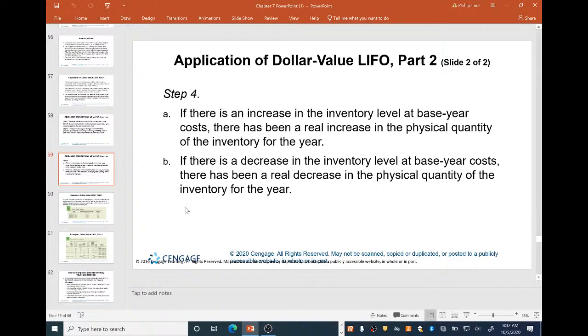Step four, if there's an increase in the inventory level at base year cost, then there has been a real increase in the physical quantity of the inventory for the year. And if there's a decrease in the inventory level at base year cost, there's been a real decrease in the physical quantity of the inventory for the year.